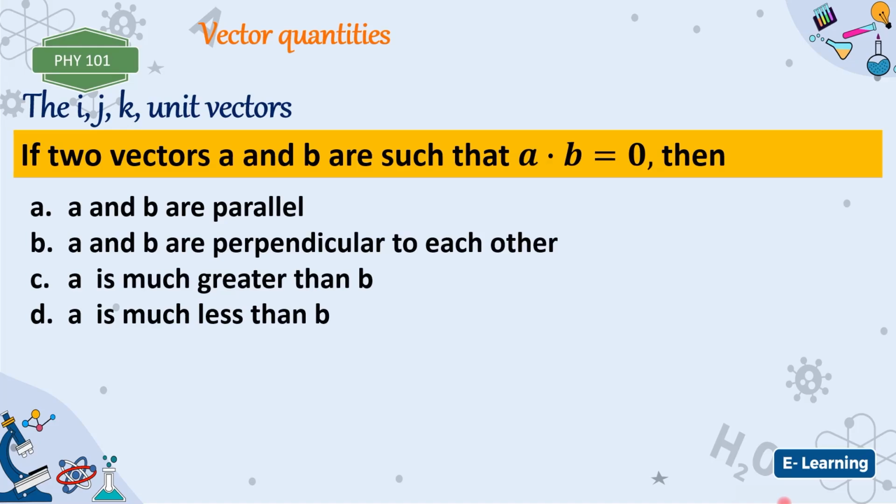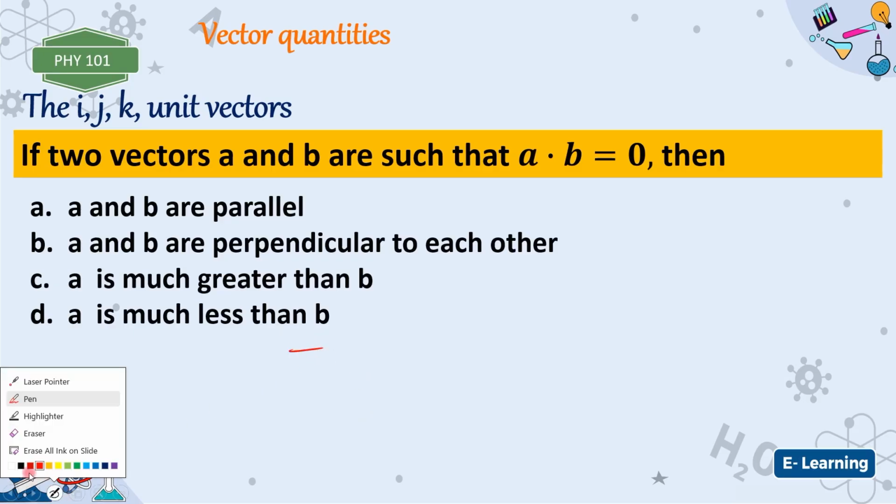All right, so we are going to look at the following question. The first question we have here is, if two vectors A and B are such that A dot B equals 0, then A and B are parallel, A and B are perpendicular to each other, A is much greater than B, or A is much less than B.